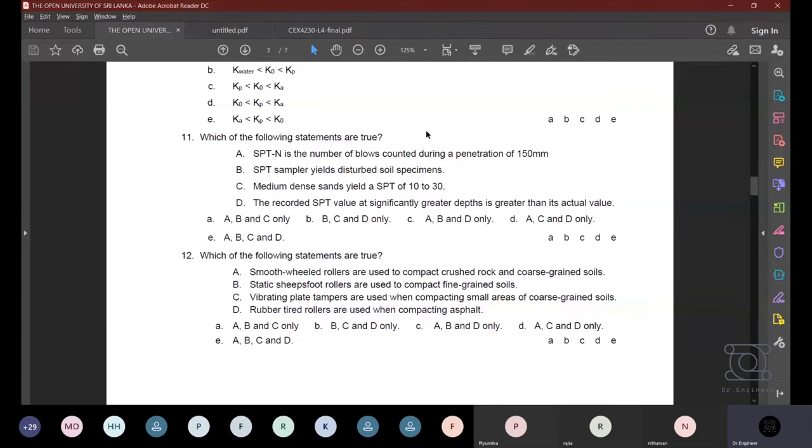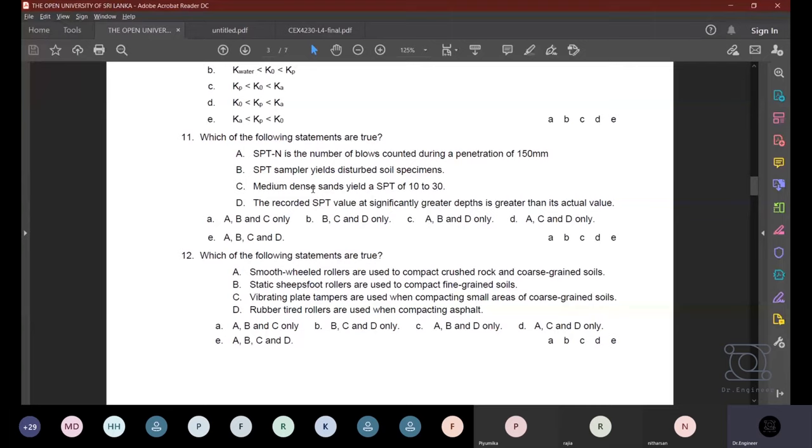So if A is wrong, the answer is only B. Option B is obviously correct. B, C, D, all three statements are correct. SPT sample yields a disturbed soil sample. Yes, we use standard energy and drop a weight on the drill bit, so it obviously disturbs the soil. And for medium sand, there are particular values, around 10 to 30, and there are some other values. You can find them in any references. The recorded SPT value at significantly greater depth is greater than its actual value.